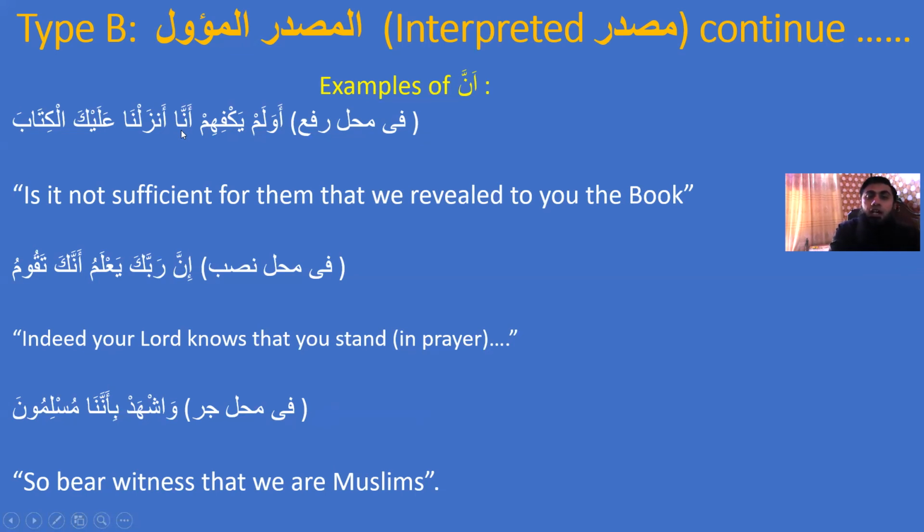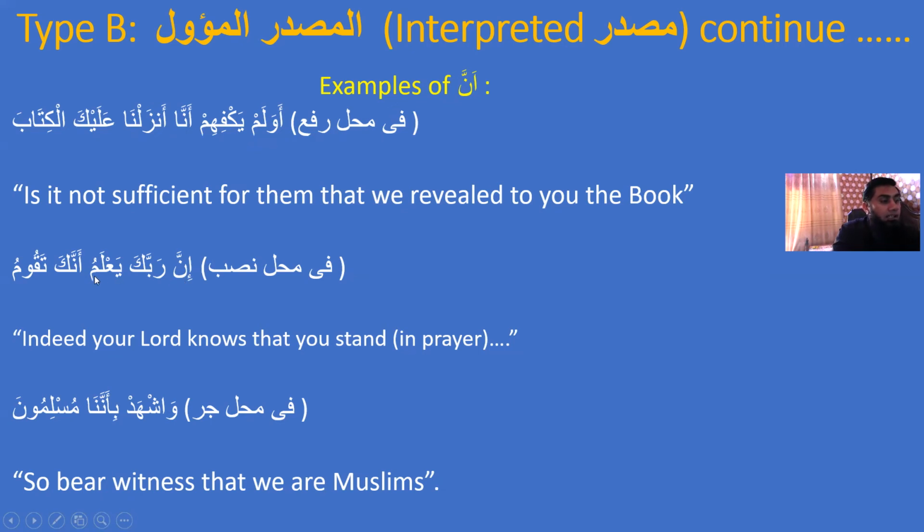So, anna will be called harf nasab wa masdariya. Okay. And now after anna, what do you have? Ism of anna and khabar of anna. So this anna has an attached na, because anna means anna plus na. So this attached na is the ism of anna, and anzalna alaykal kitaba, complete jumla, is the khabar of anna. Please pay attention. Anna plus its ism and its khabar, the whole compound structure has become Masdar-al-Mu'awwal, and because this Masdar-al-Mu'awwal is playing the role of outside file, that's why I call it fi mahalli rafa. Clear?